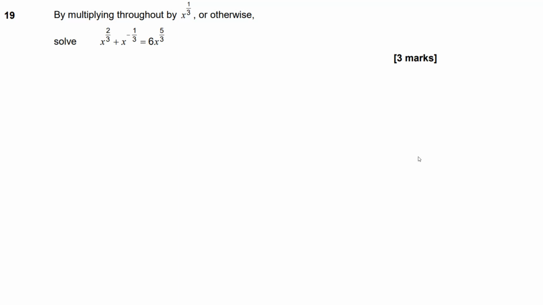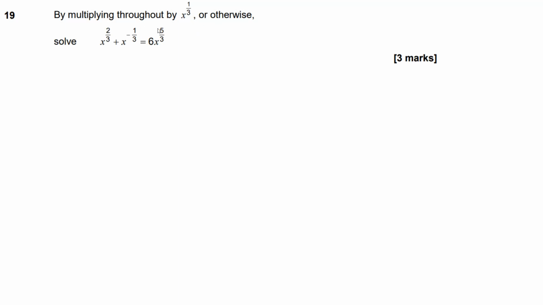This, by multiplying throughout by x to the power of 1/3, or otherwise. If it says or otherwise, just ignore it. Just take its advice, because it's trying to help you. And this will probably be the easiest way to do it anyways. So whenever you're multiplying out, you do it on both sides. And if you've got the same coefficient, which we do here, you just add the powers. We did that in question 3, it's kind of similar, but this one's a bit trickier.